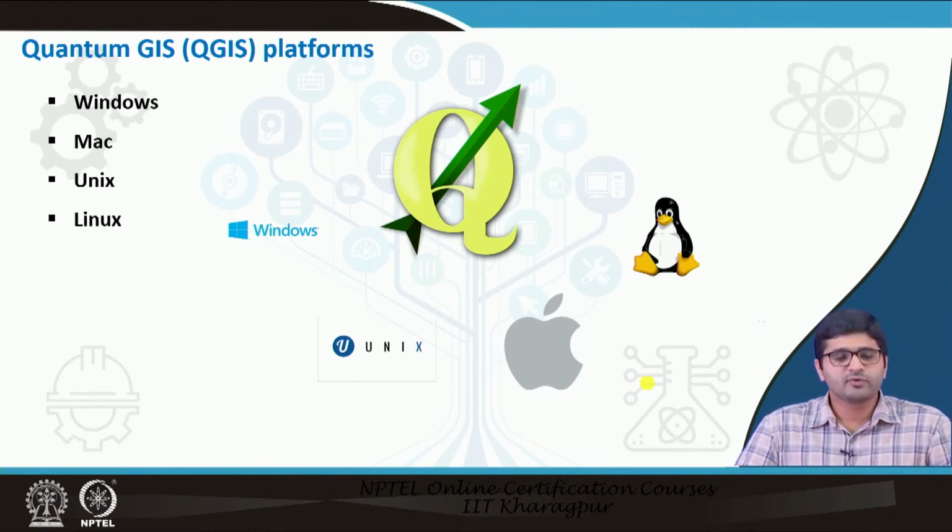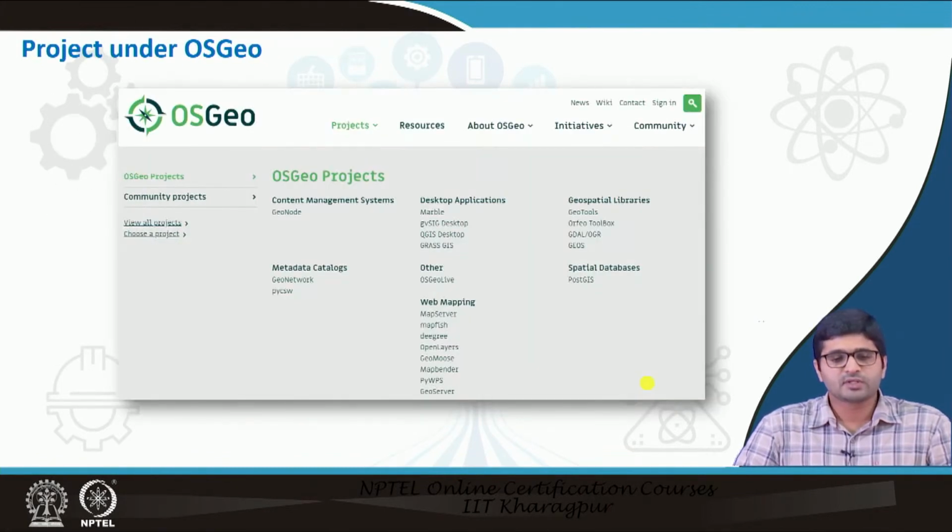So the majority of users use the Windows and Mac versions of QGIS. In this particular session, we are going to see the Windows version of QGIS. QGIS is an official project of the Open Source Geospatial Foundation, as I mentioned earlier. OSGeo has multiple projects. If you see, it's a screenshot of its portal. QGIS falls under the desktop application. Similarly, it develops geospatial applications for web mapping and many other libraries as well.